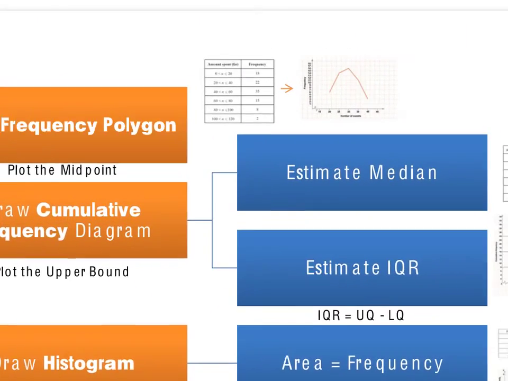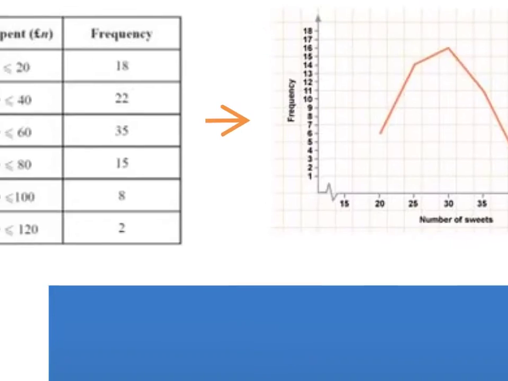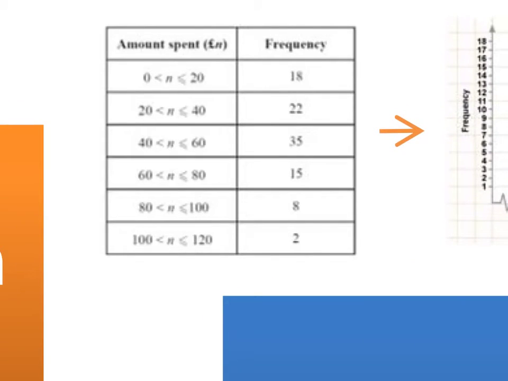The frequency polygon looks like that. It's a series of straight lines. That's where it gets the name polygon from. The table looks like that, and importantly, you plot the frequency against the midpoint. So here you'd plot the number 18 against the number 10, 22 against the number 30, 35 against the number 50, 15 against the number 70, and so forth.